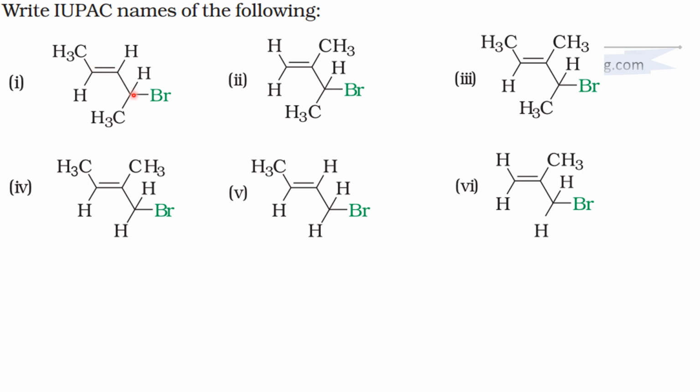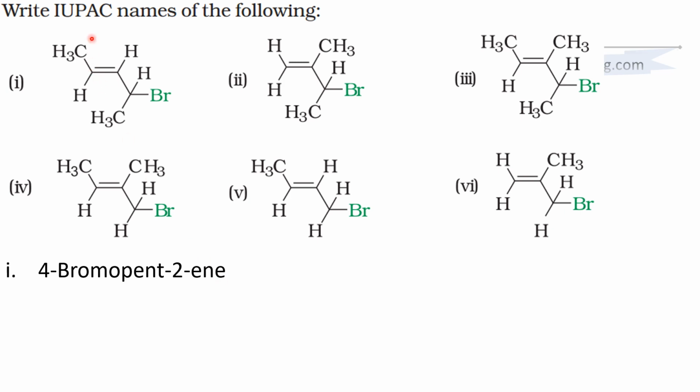3, 4. In the fourth carbon we have bromine. So it will be 4-bromo. I have 5 carbon atoms, so it is pentene. 4-bromopentene. Now while I am writing pentene, I should also mention the number of the carbon on which the double bond starts. It is the second carbon from where the double bond starts. So I have to write that number. So 4-bromopent-2-ene. Let us see. So it is 4-bromopent-2-ene.